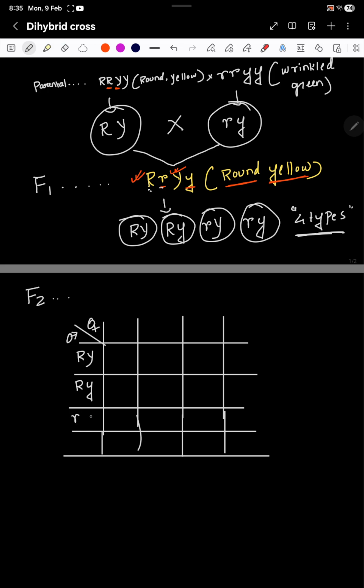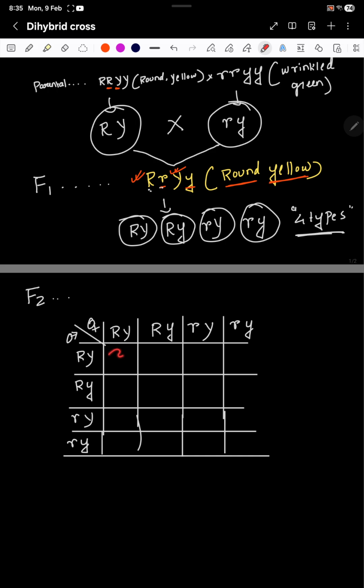Now small r, capital Y, small r, small y. Here the gametes will be the same: capital R capital Y, capital R small y, small r capital Y, capital R small y. Now see, when we are crossing this, what will happen? We will have to cross this.